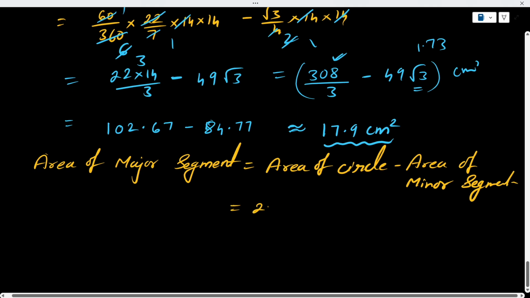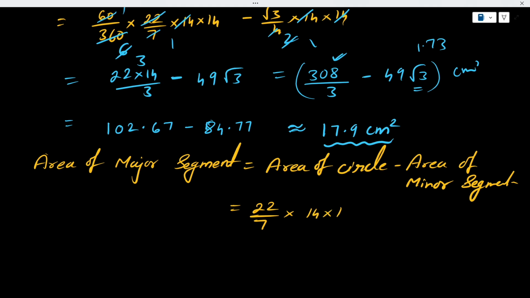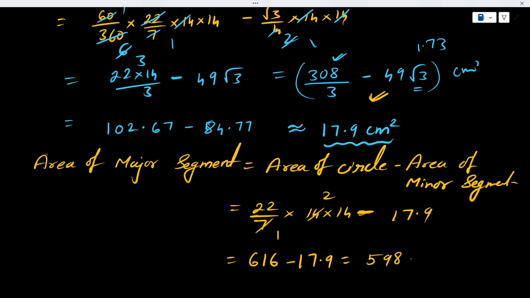It's pi r square, so 22 by 7 times 14, because r is 14, minus 17.9. Or you can substitute this value and later on also you can get the simplest form, right? So it's 22/7 times 14 times 14. If I do it, I'm getting here 616 minus 17.9. And if you do the subtraction here, we'll get it as 598.1 square centimeter, right? This is the other answer.